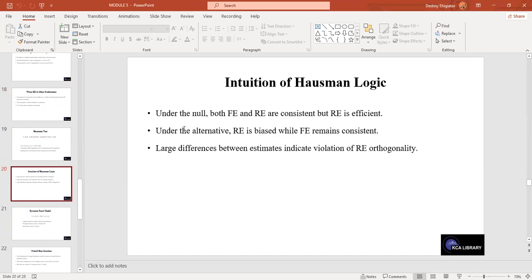Let's look at the intuition of the Hausman logic. Under the null, both FE and RE are consistent and RE is efficient. Under the alternative hypothesis, RE is biased while FE remains consistent. Large differences between estimates indicate violation of RE orthogonality.